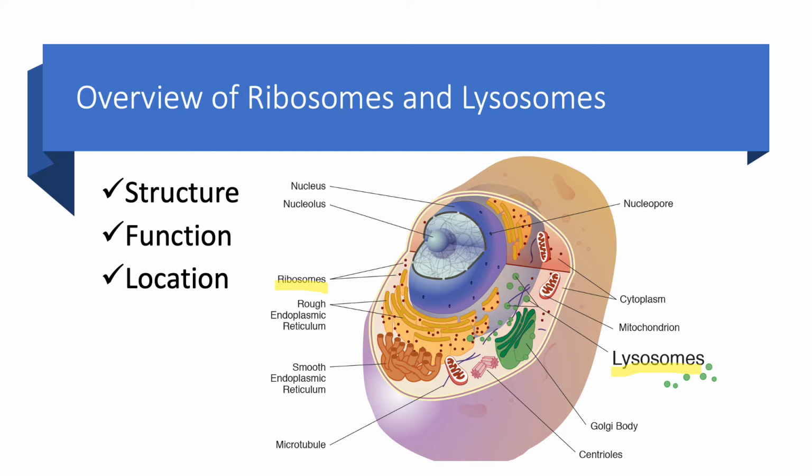So in this diagram, you can see these green orbs, or these hydrolytic sacs, people call them, are the lysosomes. And the ribosomes are these little red dots. You can see a few of them are attached to the rough ER, and then there's other ones that are floating free throughout the cytoplasm of the cell.